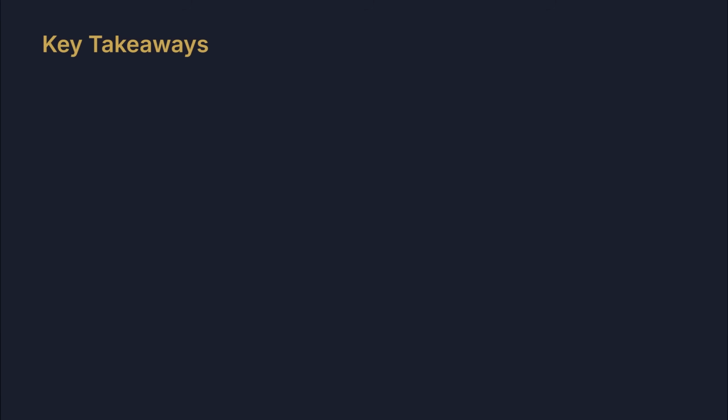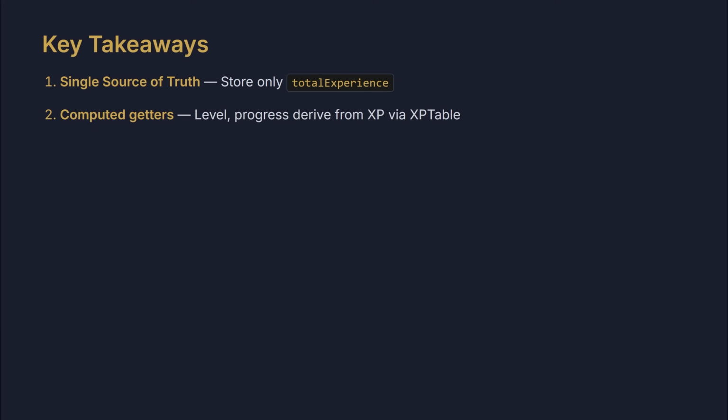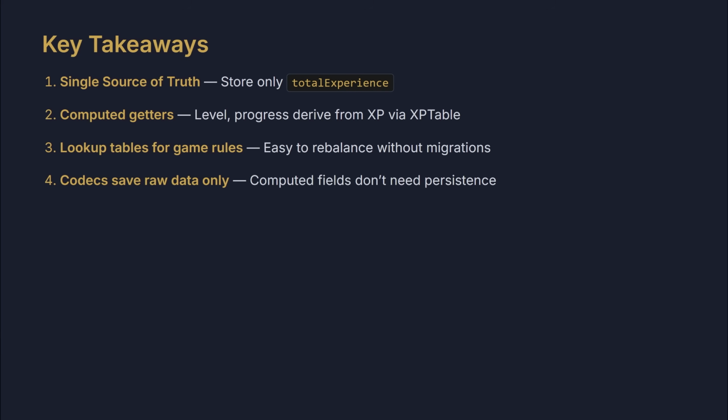So, what are the key takeaways for this part? We have a single source of truth for our RPG data. We only store total experience. And we define computed getters to get data like levels, progress, and everything just derived from the total experience and our level curve as an array. We have lookup tables for game rules, so it's easy to rebalance without migrations. Our codecs only save the raw data, so computed fields don't need persistence. And we have defined our component type holder, which is a static reference for ECS operations.